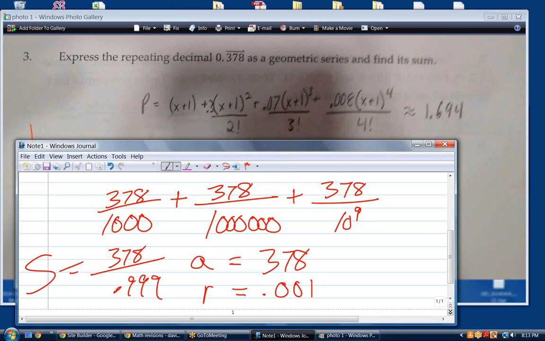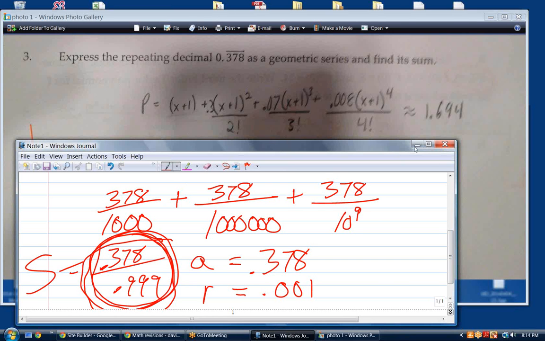Why does that not seem right to me? What's wrong with that answer? It's basically 378. A was 0.378, not 378. So that is an appropriate sum. That makes more sense. In other words, this thing should sum to a little bit more than 378, and this indicates that it does. That's slightly more than 378. Okay? Sounds good.